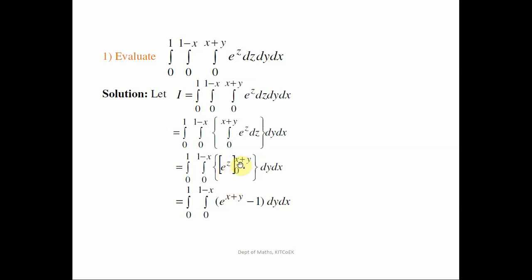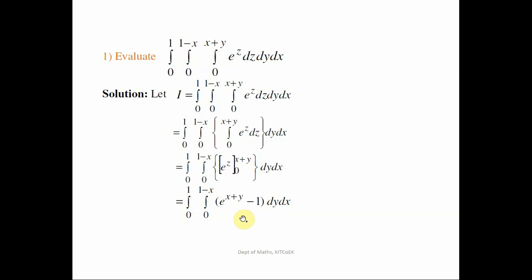in e raised to z, replace z by the upper limit x plus y. So our first term is e raised to x plus y, and then minus the lower limit, which is 0, so e raised to 0, which is 1. So after evaluating the first integral, the inner integral, we see that the problem of the triple integral is now reduced to the problem of a double integral.